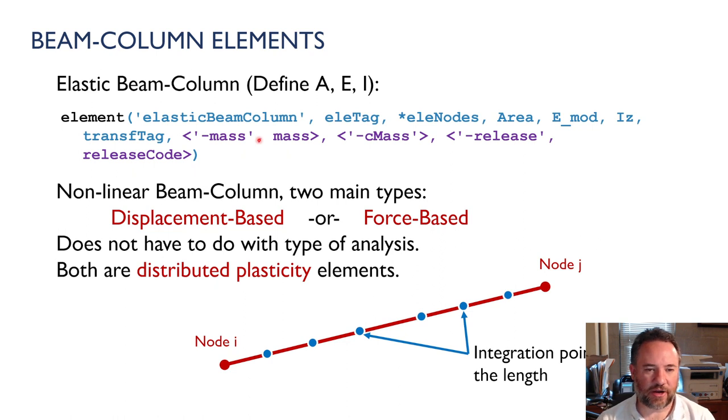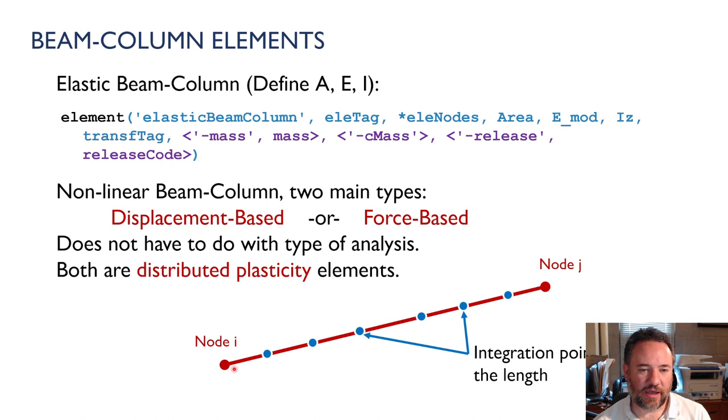And both of these are distributed plasticity elements, which means that we have plastic sections all the way along the length. We'll call those integration points. Those are the locations of the sections, where all those section calculations are being done. I may or may not have an integration point at the end where the node is. In some schemes I do, and others I don't. I might be interested in having one at the end or not. That's up to me to determine.